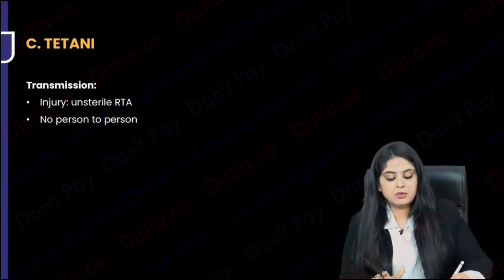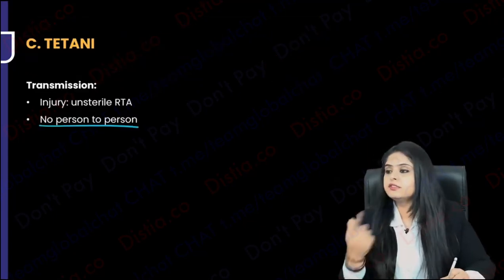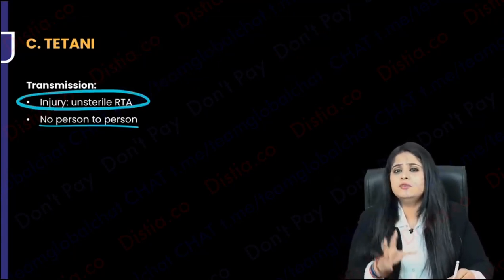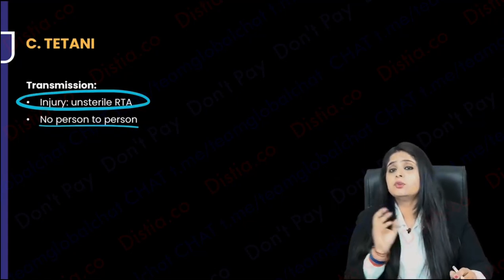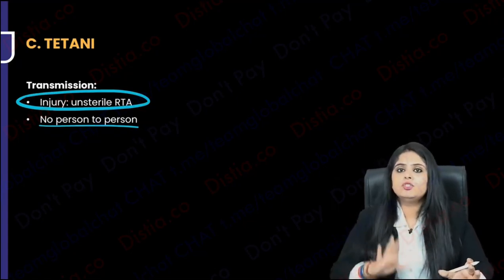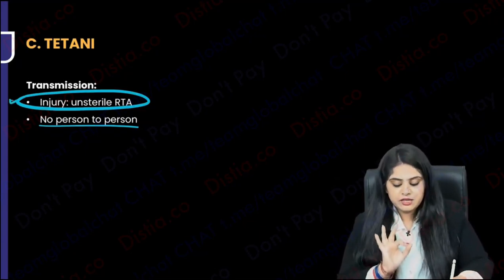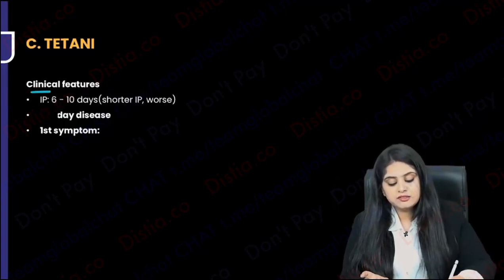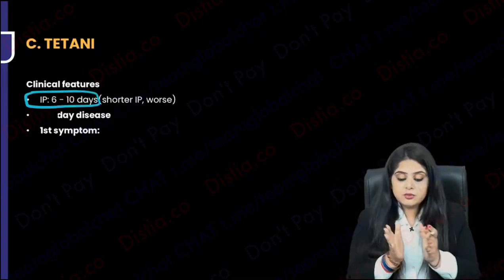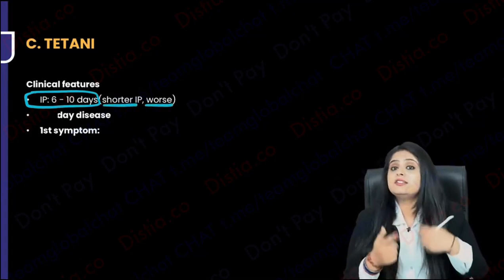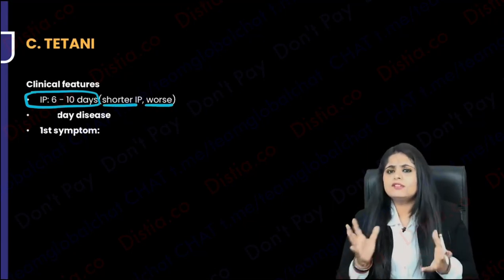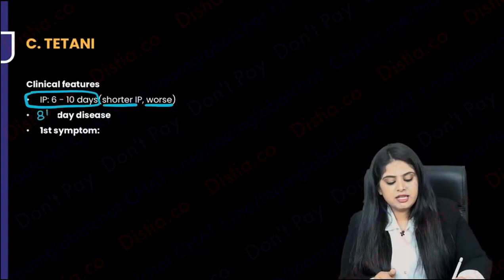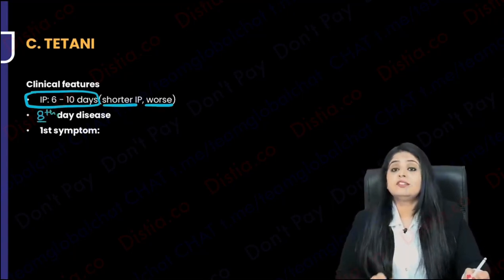How does tetanus come to us? We all know there is nothing known as person-to-person tetanus. It is always from some kind of injury, some unsterile, dirty wound, playing in the park, child got hurt, road traffic accident. कोई wound injury story तो has to be there for tetanus to occur. And what is the incubation period, guys? The incubation period is 6 to 10 days, but they say that as the incubation period keeps getting shorter, the disease is going to be worse. And because 6 to 10 days के बीच में average क्या है? 8 days ना? So this is known as the 8th day disease.